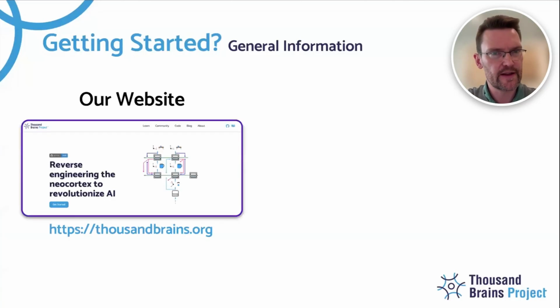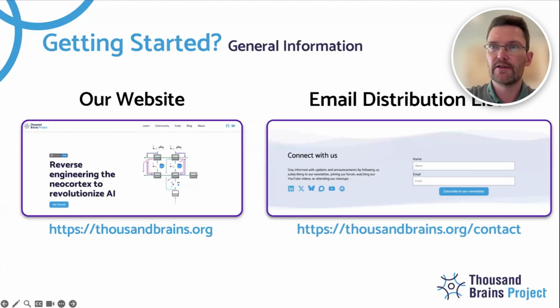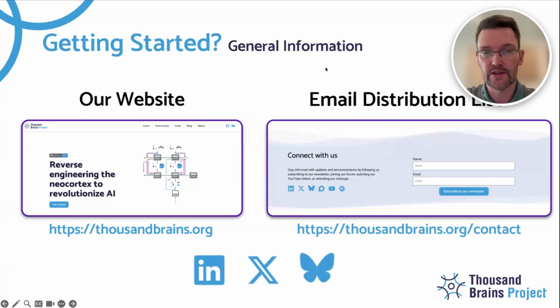The primary place to go is the thousandbrains.org website. This is a high-level overview of the entire project, the company, the people involved, the insights into the neocortex and the principles that we've derived there, and also links to all the other resources that you have available to you. So it's a good place to start. We also have this contact list, an email distribution list at thousandbrains.org/contact. We send emails out to this list about 5 times a year with important events such as this meetup, but also papers that we've released and so on. You can also contact us on LinkedIn or Twitter or Blue Sky, and that information is on the website.